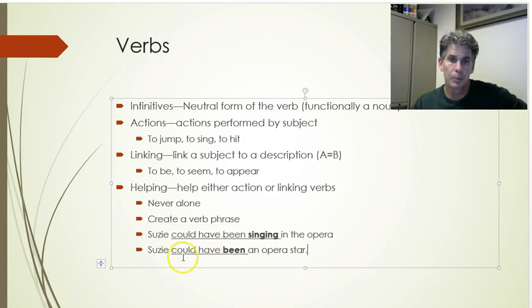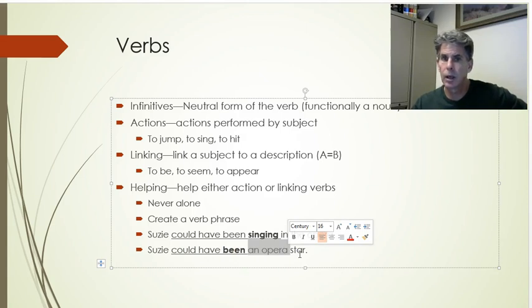And so let's look at this one. Susie could have been an opera star. Okay, it's got 3 words in the verb. Could, that's a helping verb. Have is a helping verb. Been, that's your main verb. It must be either an action or a linking. Can you go around being? No, that sounds weird. Okay, you can't do that. Instead, what you have is an A equals B sentence. That's what you have. Okay, it's an A equals B.